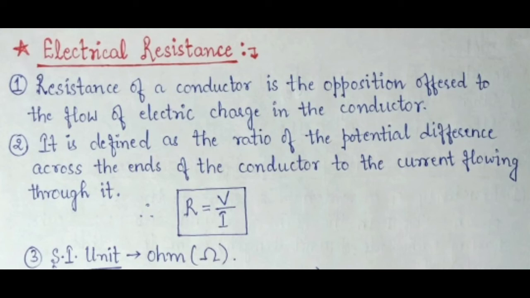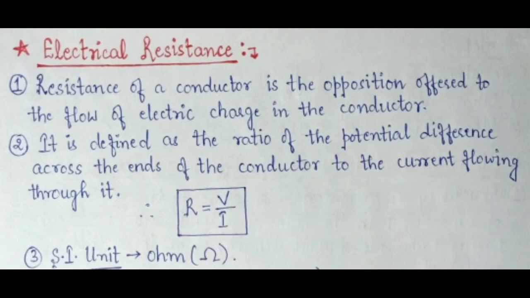In the very first point the definition is given: resistance of a conductor is the opposition offered to the flow of electric charges in the conductor. So what is resistance? It is simply the opposition offered to the flow of electric charge, or you can say it is defined as the ratio of the potential difference across the ends of the conductor to the current flowing through it, and the formula is there from Ohm's law, as we all know, V equals IR.